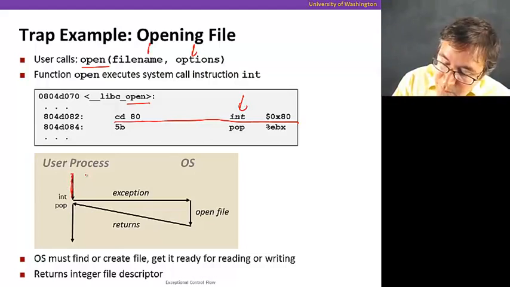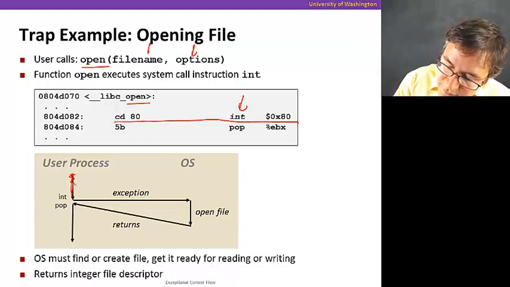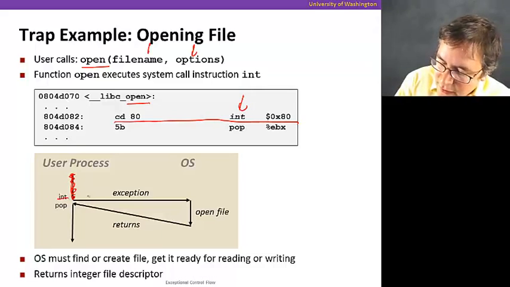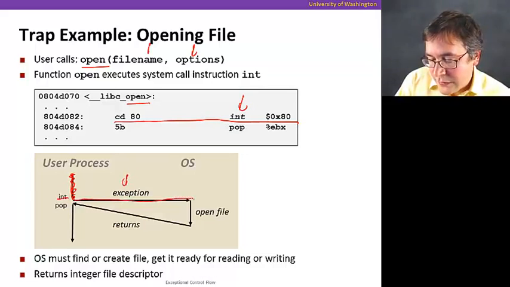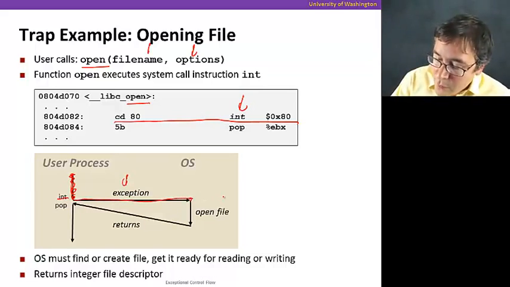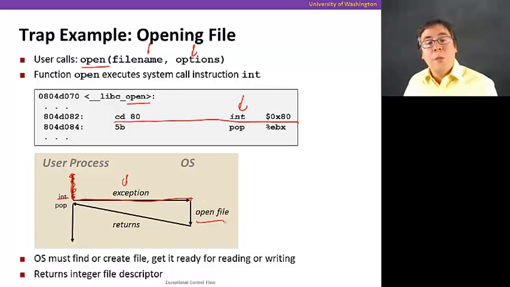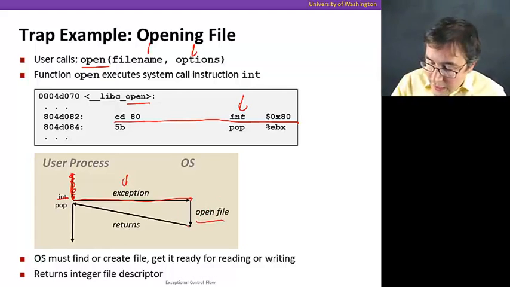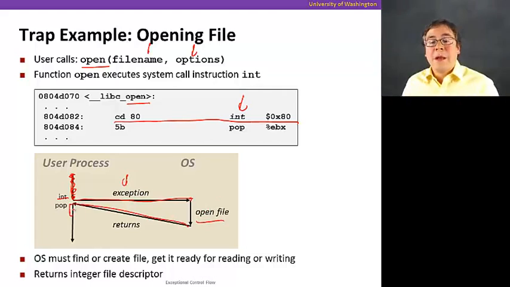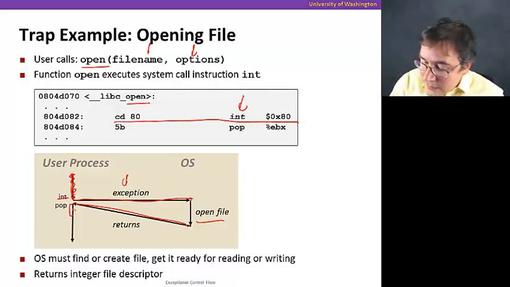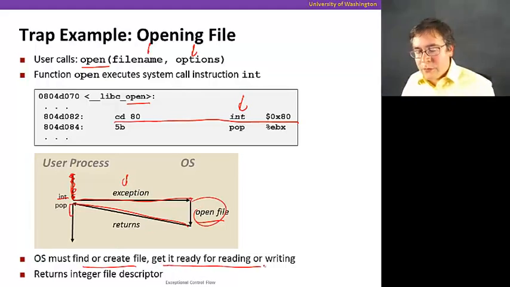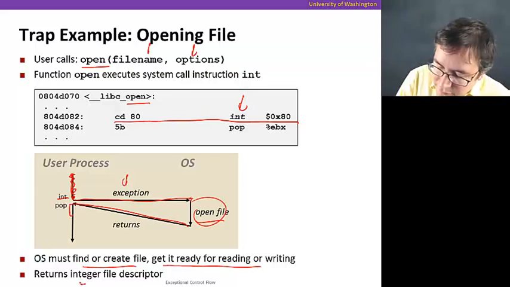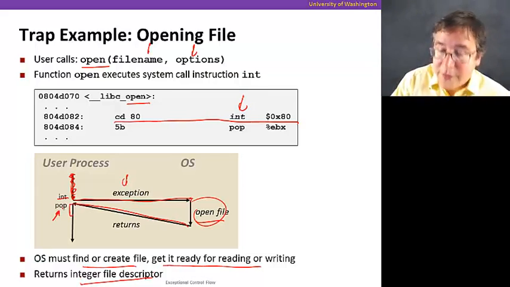This int is a trap that diverts the execution. So in this example, your program is executing, and whenever it reaches int, it's an exception, it's a trap. Control is transferred to the operating system, and the operating system knows based on the number that it needs to open a file. So it opens the file and returns to user code so you can go ahead and manipulate the file. What the OS does here is it has to find or create a file and get it ready for reading or writing. And then it returns a file descriptor.